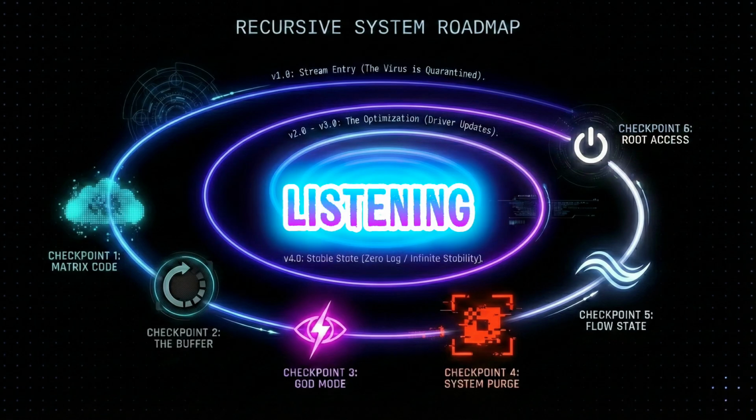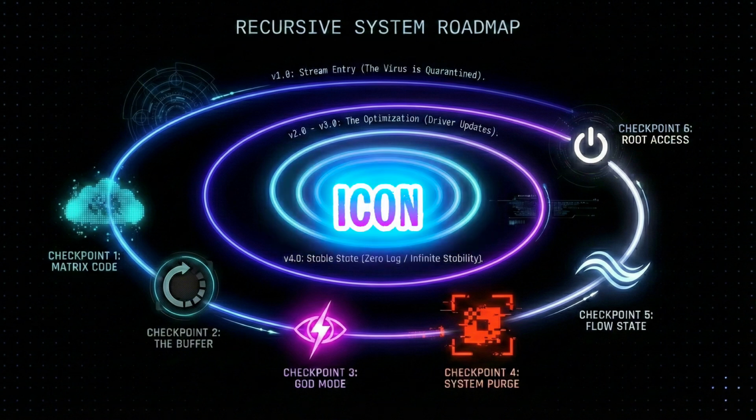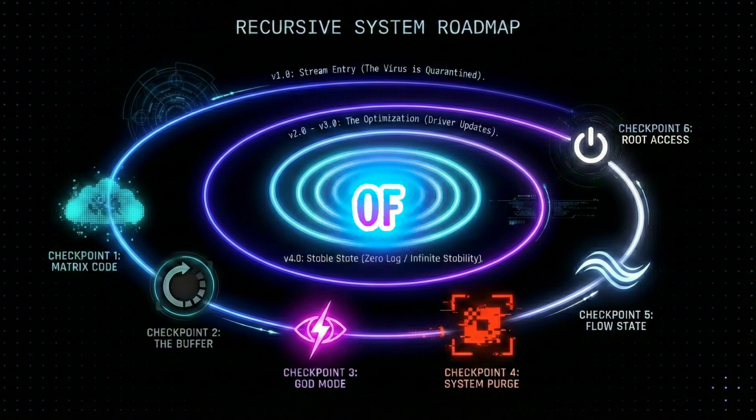To everyone listening, we hope this roadmap helps you navigate your own system updates. Whether you're dealing with a glitchy self icon or you feel like you're stuck in the defrag, just remember, it's all part of the code. Keep optimizing. But just be a noob running the legacy OS with full malware.